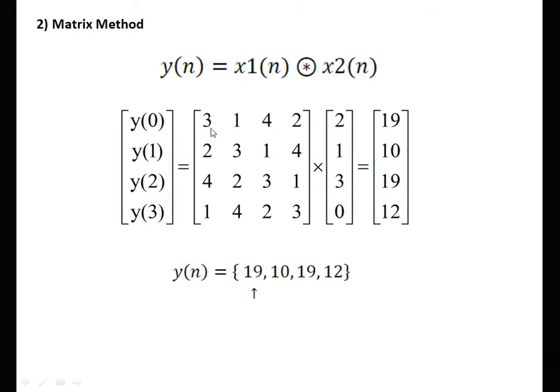So 2, 3, 2, 4, 1. 1 will come here. 3, 2, 4. Next 4, 1, 3, 2 and next 2, 4, 1, 3. So in this way we move the matrix or rotate the matrix to get this 4 by 4 matrix, multiply by x2n and we are getting the signal 19, 10, 19, 12.